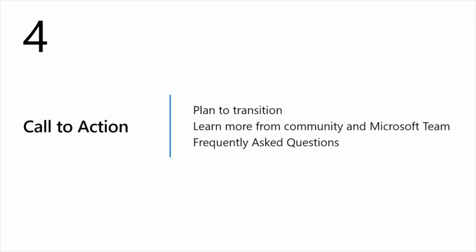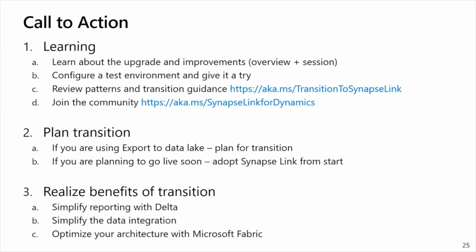The next thing is calls to action. As we have discussed last time, learn about the upgrades and improvements. We had these sessions covered; this is our 4th session in this series. So learn about the upgrades and improvements coming with Synapse Link and Fabric link, and configure a test environment and give it a try. The transition guidance, which we have been talking through in this 4-part transition series, is also available on GitHub. You can directly go to that link.